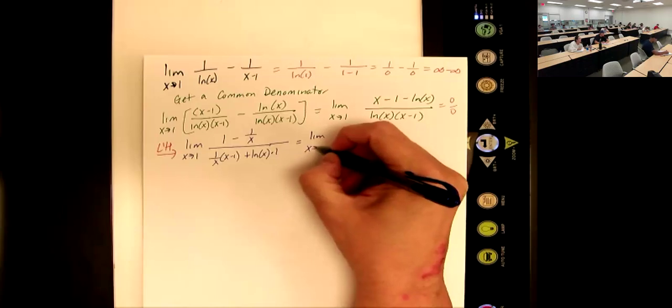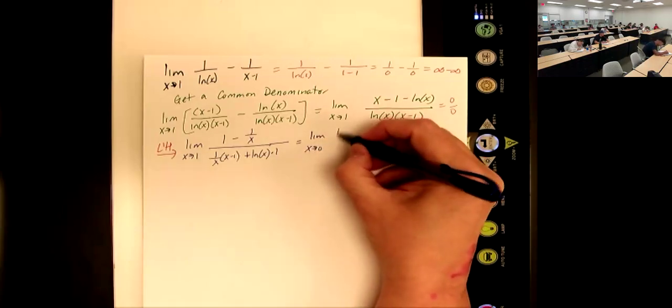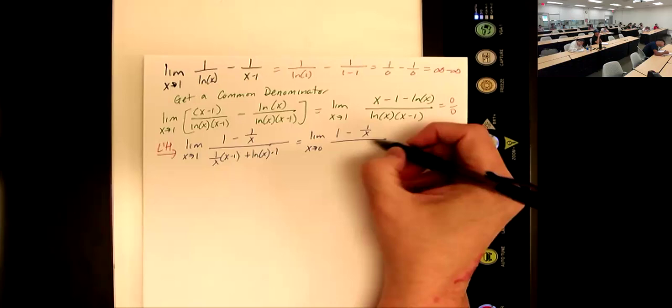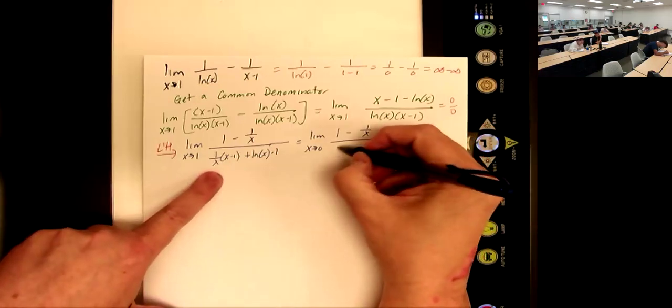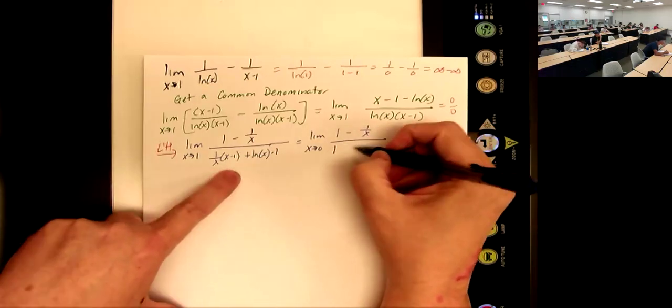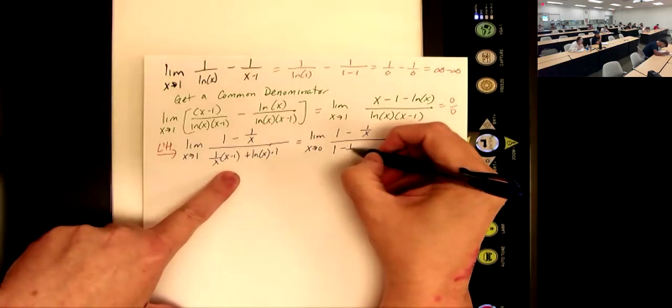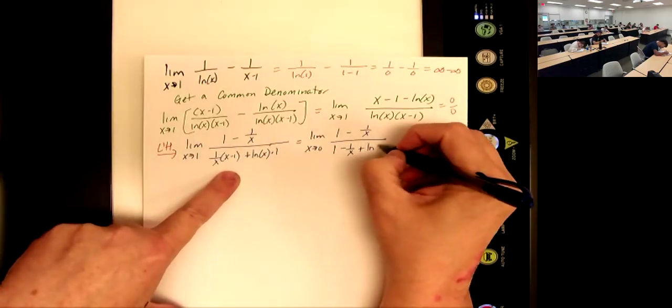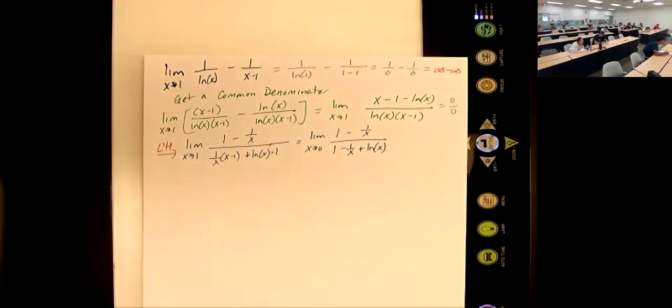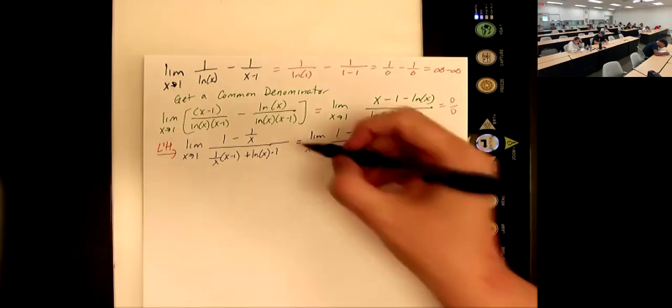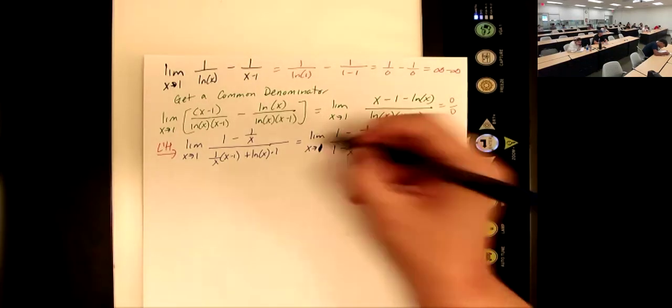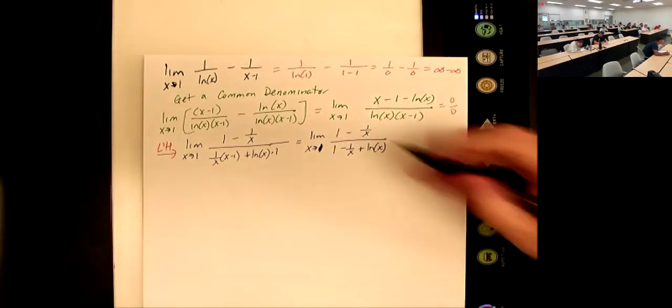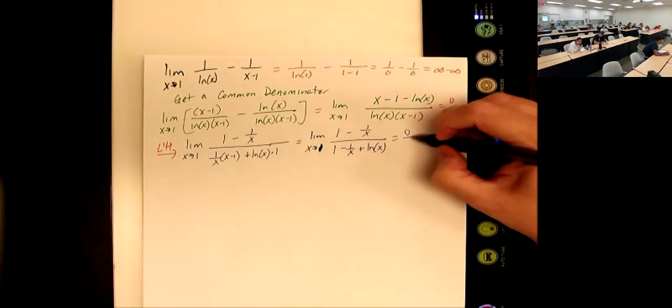I'm just gonna clean up the top and bottom a little bit by distributing. 1 over x times x is 1. 1 over x times -1 is minus 1 over x. And then we've got plus natural log of x. Wait, I just changed that to 0. That's an x approaching 1 here. This unfortunately does still give us 0 over 0.